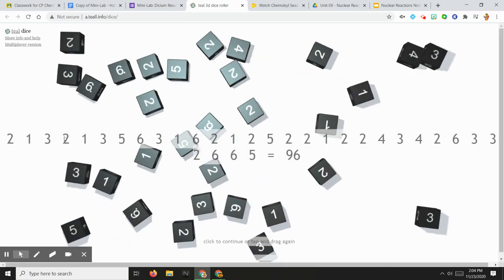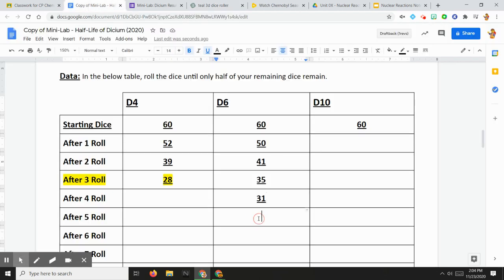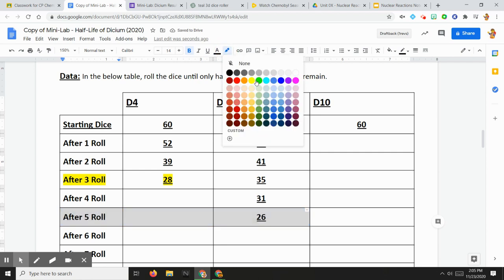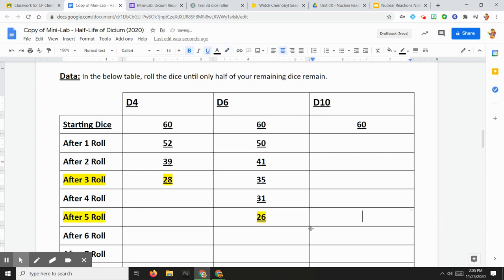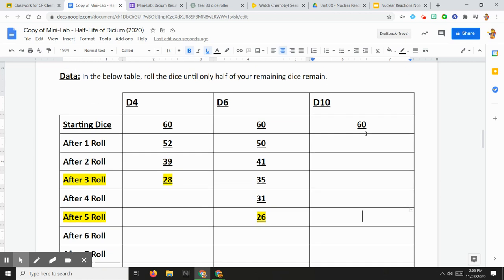All right, here we go. 1, 2, 3, 4, 5. 5 of them. All right, so now I'm down to 26. Okay, so in this case, it took me about 5 rolls to cut the D6 in half. And that's probably what you're going to encounter too. Somewhere between 4 and 5 rolls is what it'll take to get to half of your starting number of D6 dice. Okay, so on to the last one.